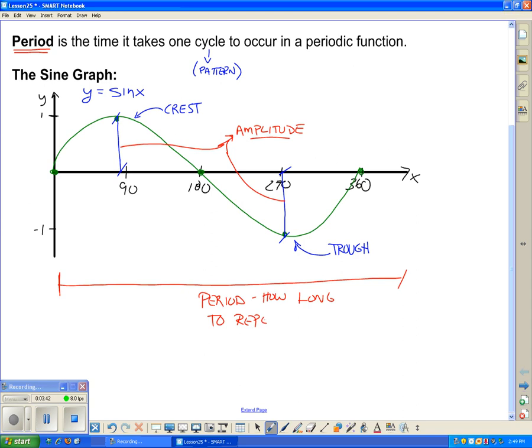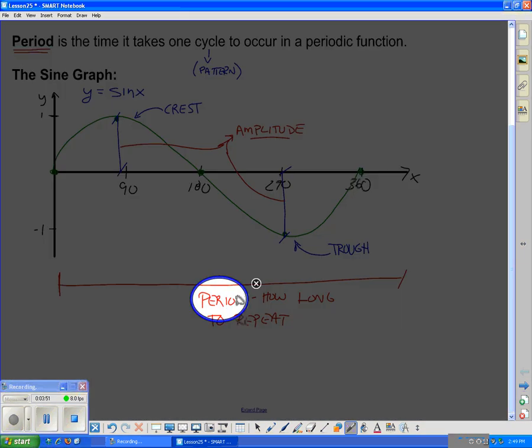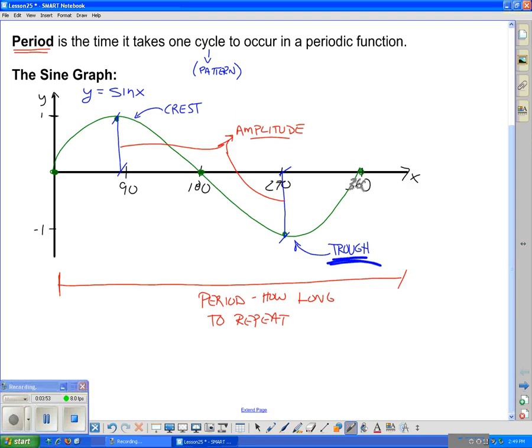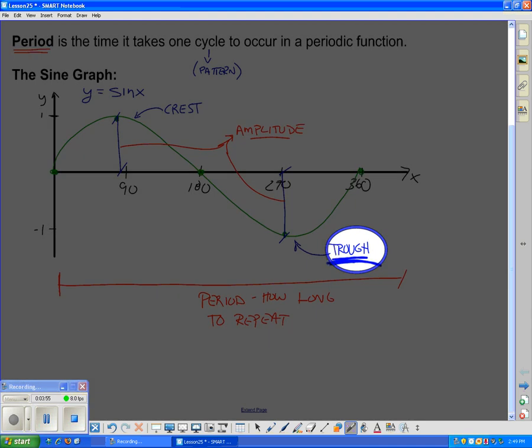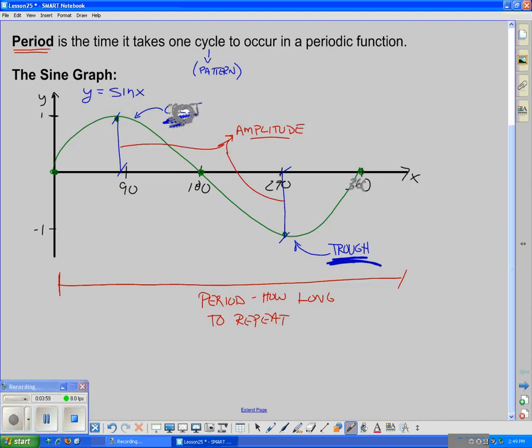All right, so those are two key words that we did learn about last year. So you do need to know what amplitude is. You do need to know what the period is. And I also expect you to understand trough and crest when they're referenced. Those are all key words from grade 11.